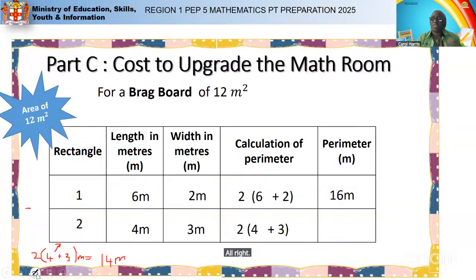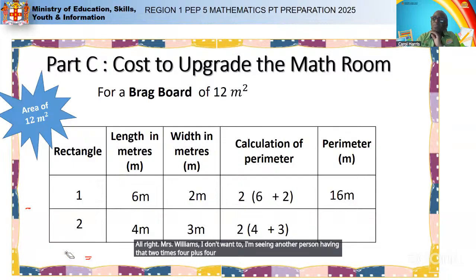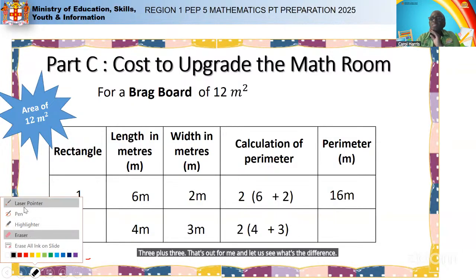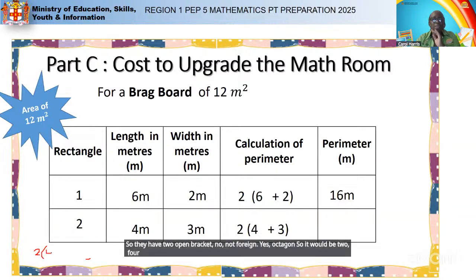Mrs. Williams, I'm seeing another person having that 2 times 4 plus 4 minus 2 times 3 plus 3. Could you quickly just work that out for me and let us see what's the difference? Can you just tell me what they have? So they have 2 open bracket, 4 plus 4 in brackets.